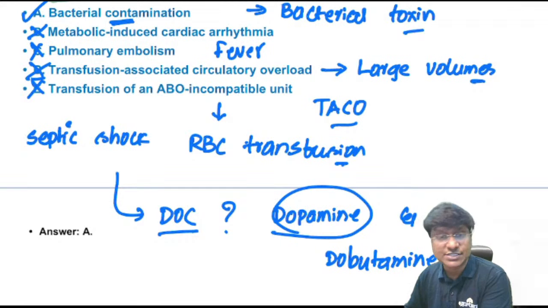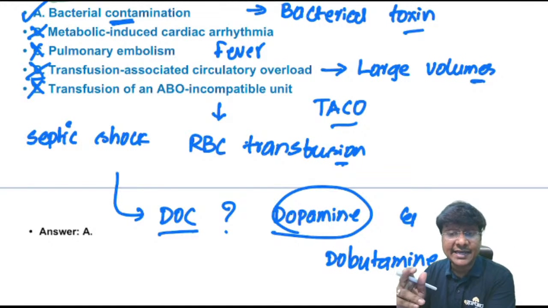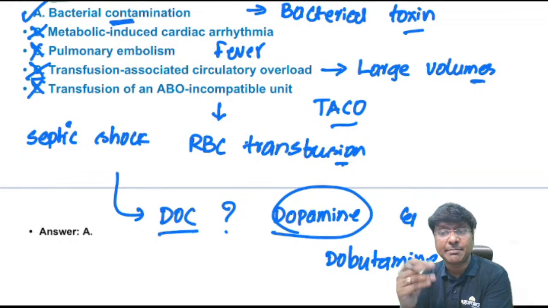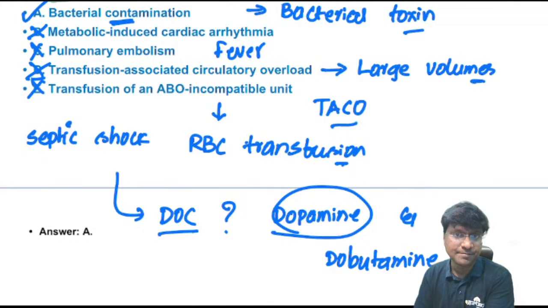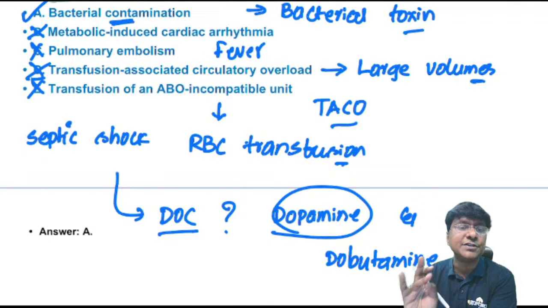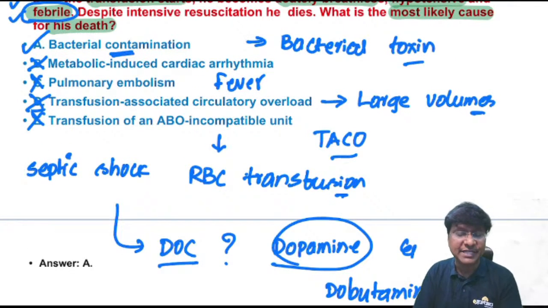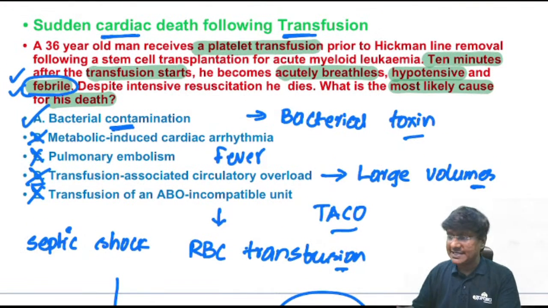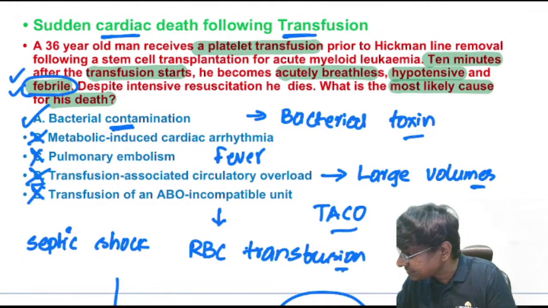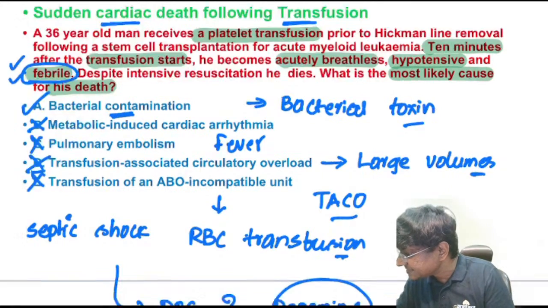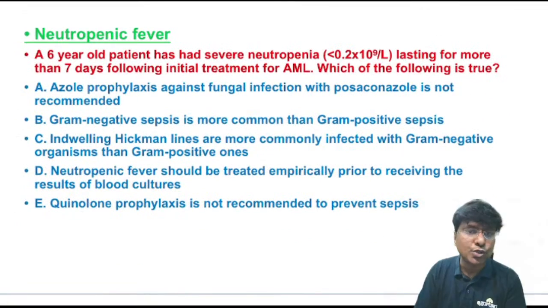And when can you give dobutamine? Dobutamine is used in early goal-directed therapy if there is evidence that tissue hypoperfusion and myocardial dysfunction is related to sepsis. Otherwise, dopamine and dobutamine are considered the drugs of choice for septic shock next to antibiotics. So that was about how to manage the sudden cardiac death following transfusion of contaminated platelets. Next, you see another important hematological emergency secondary to neutropenic fever.